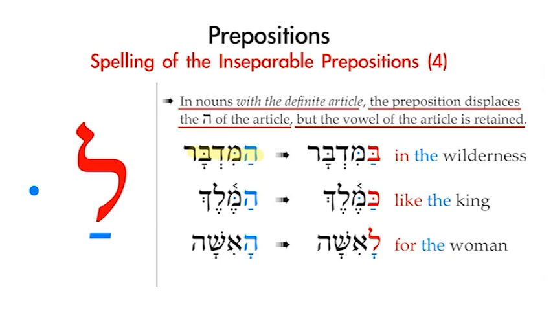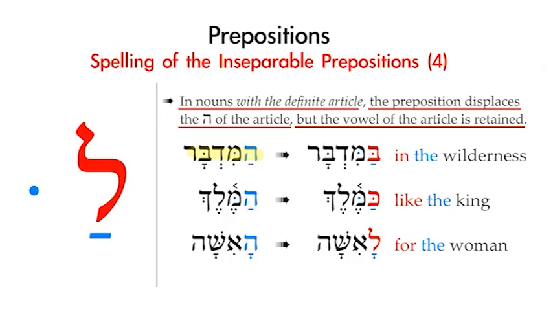When an inseparable preposition is prefixed to the definite article, the hey of the article drops out, and the consonant of the inseparable preposition slides into the place of that article. So ha-midbar becomes ba-midbar. The hey is gone, so you can see that the preposition appears in red, the beit.